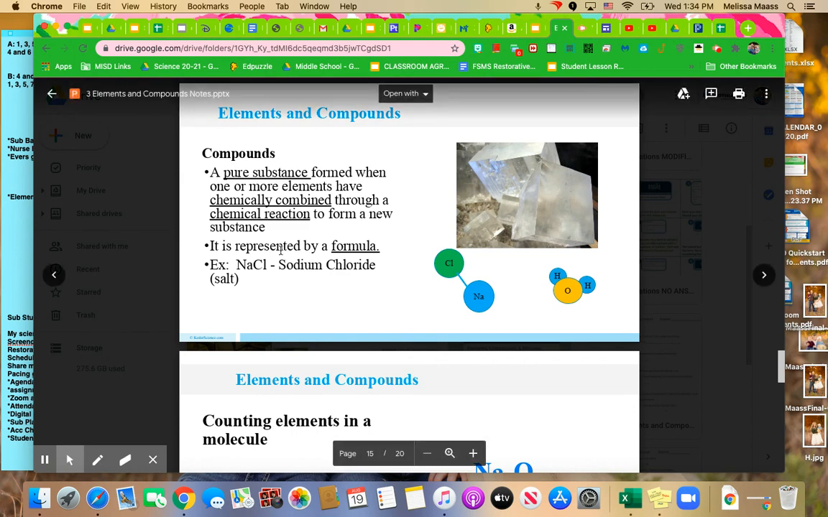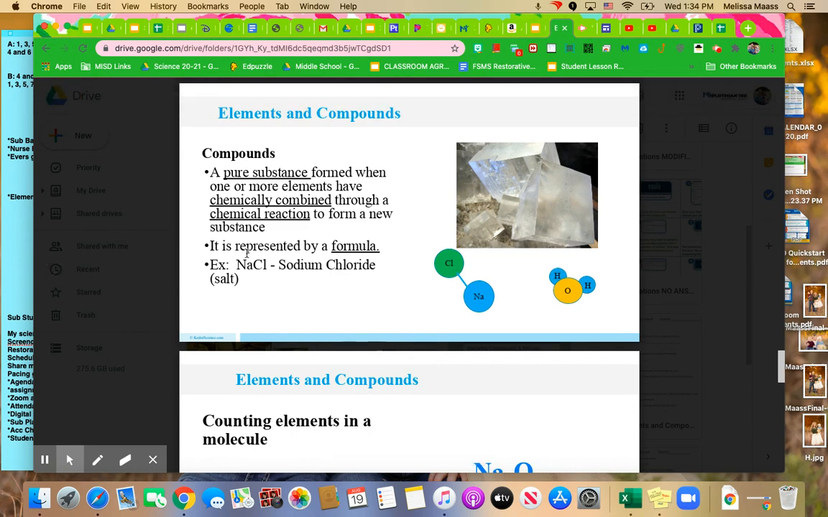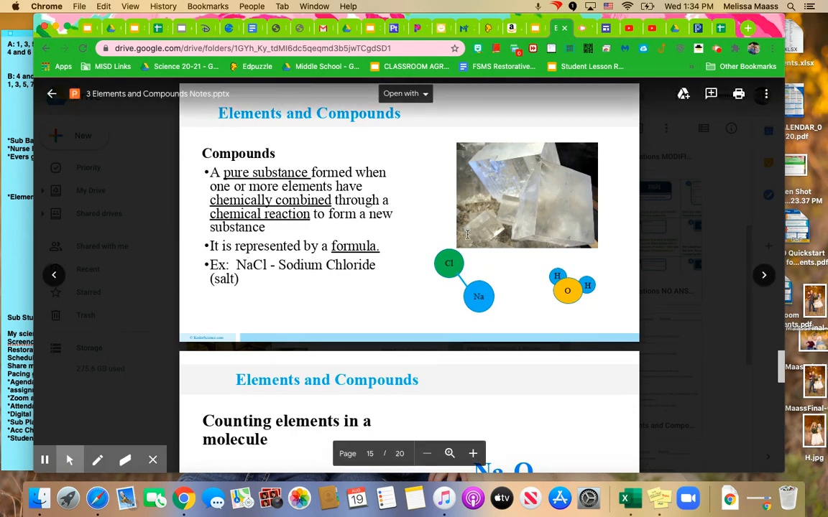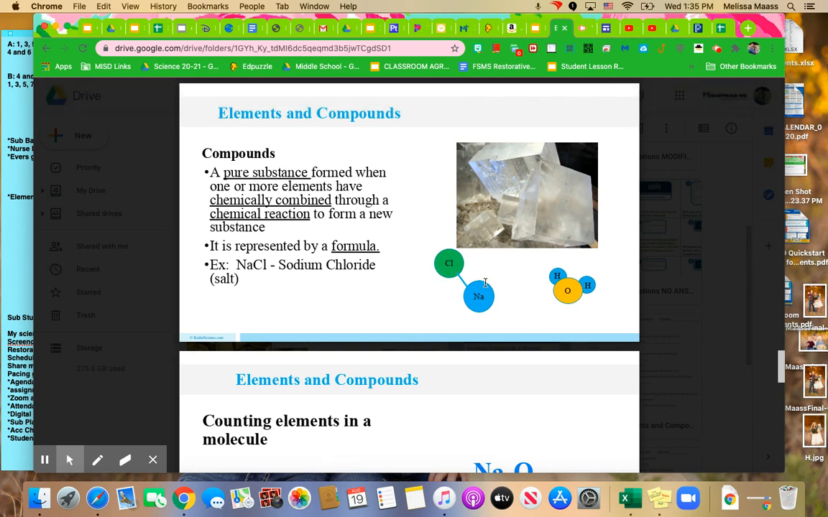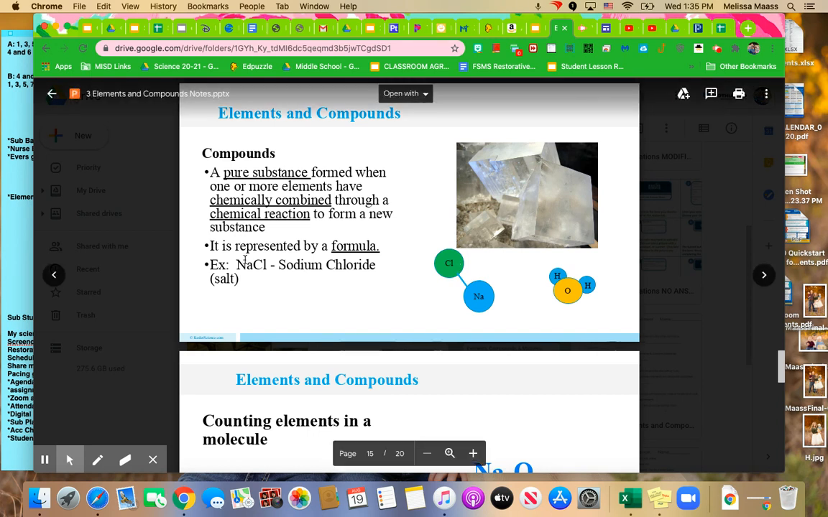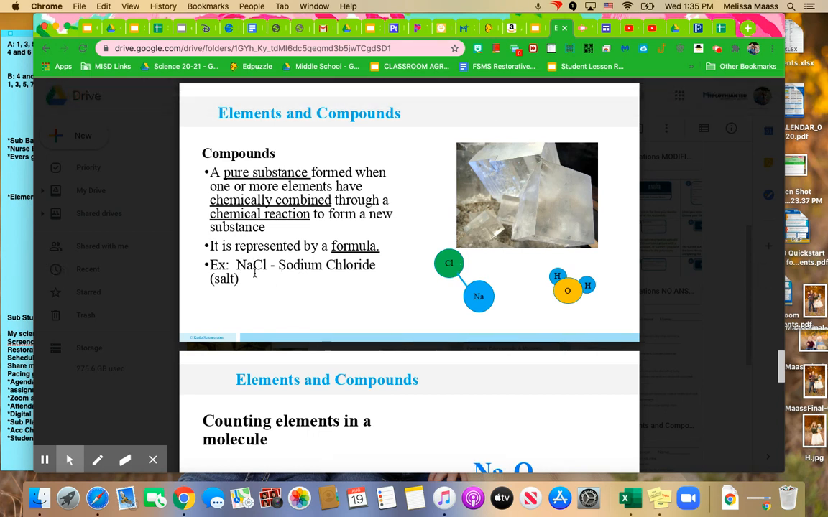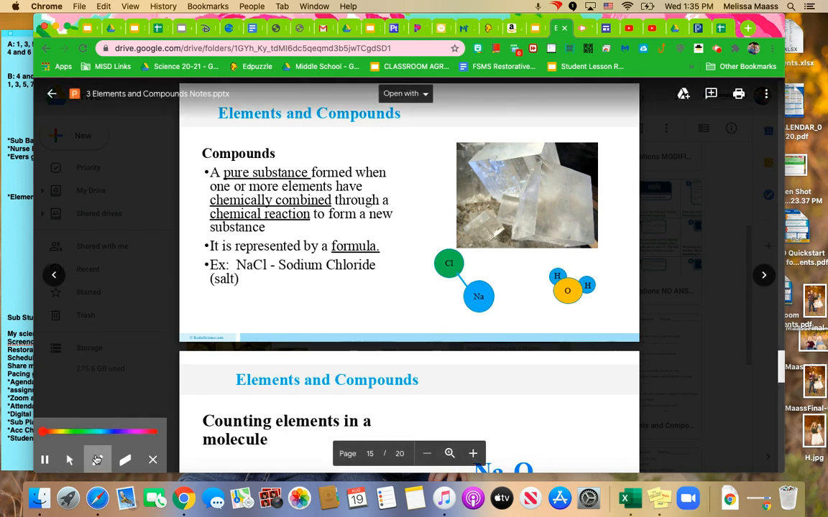But another example here is the elements chlorine and sodium. You can go look on the periodic table and find them if you don't believe me, but Cl is chlorine and Na is sodium. When those two elements combine, they make a whole new substance, and that's called sodium chloride. It's represented here by NaCl. So let me change the color.